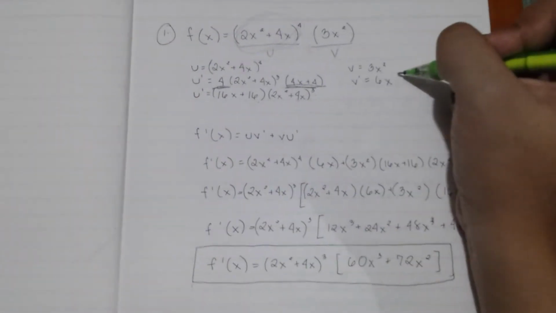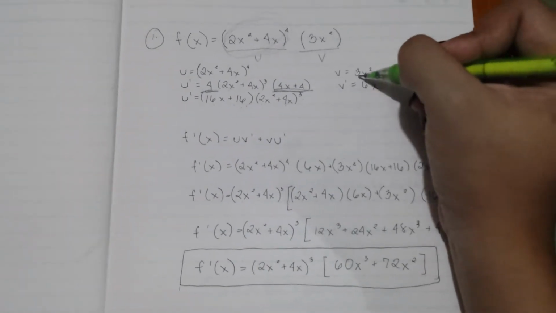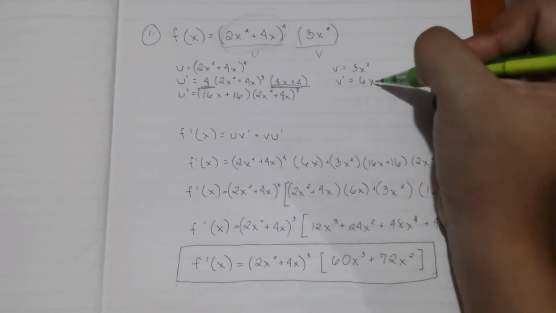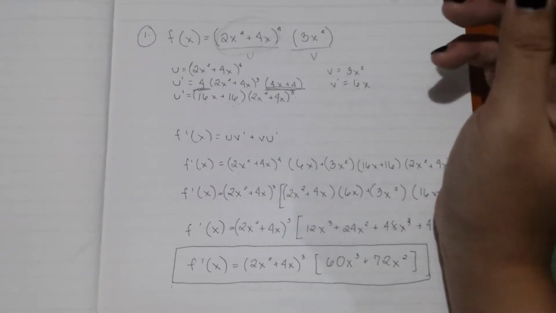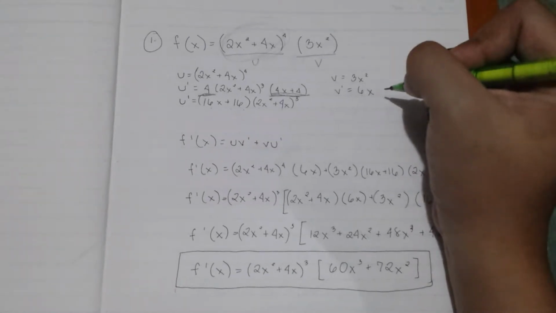Next is the v prime. Simply get the derivative of 3x squared. So bring down 2 times 3, which is 6, then x, and then minus 1. Subtract 1 from 2, so we have x raised to 1.